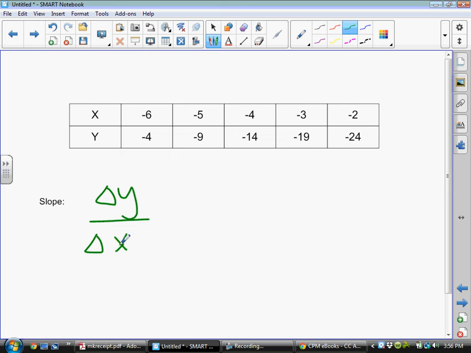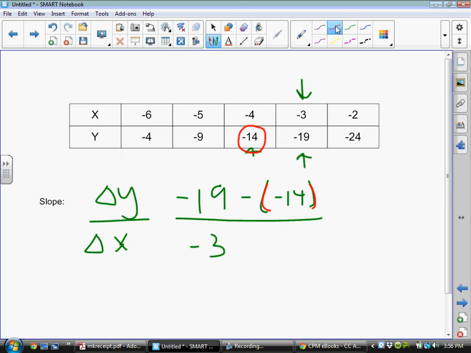Alright, so I'm going to take my y's. Let's take maybe this point. So I'm going to take my negative 19 minus, this is very important, minus negative 14. So I'm always subtracting, no matter if the value I'm subtracting happens to be negative. This right here is this point, so I'm still subtracting that value. Okay, I'm going to do the same thing on the bottom. So I'm going to take the x value, negative 3, minus the other value, which is negative 4. So make sure you're subtracting the values.